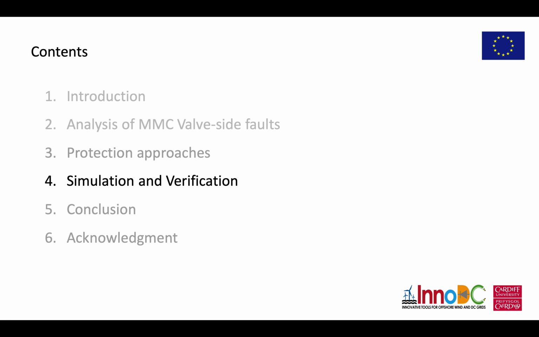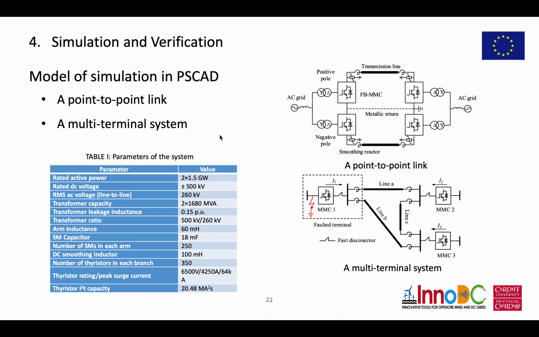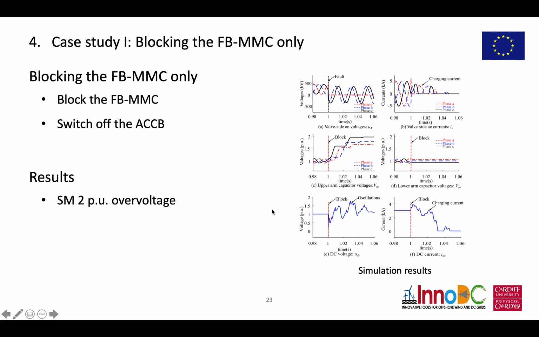We do some more simulations to verify the proposed methods. We built a 2-terminal and also a 3-terminal system in PSCAD. The parameters of the systems are listed here. First, we do a simulation with the traditional protection methods, which means that we block the MMC converter after the fault is detected. From the simulation results, we can see that after the fault, if we block the full bridge MMC converter directly, there will be a severe overcurrent in the upper arms of some modules.